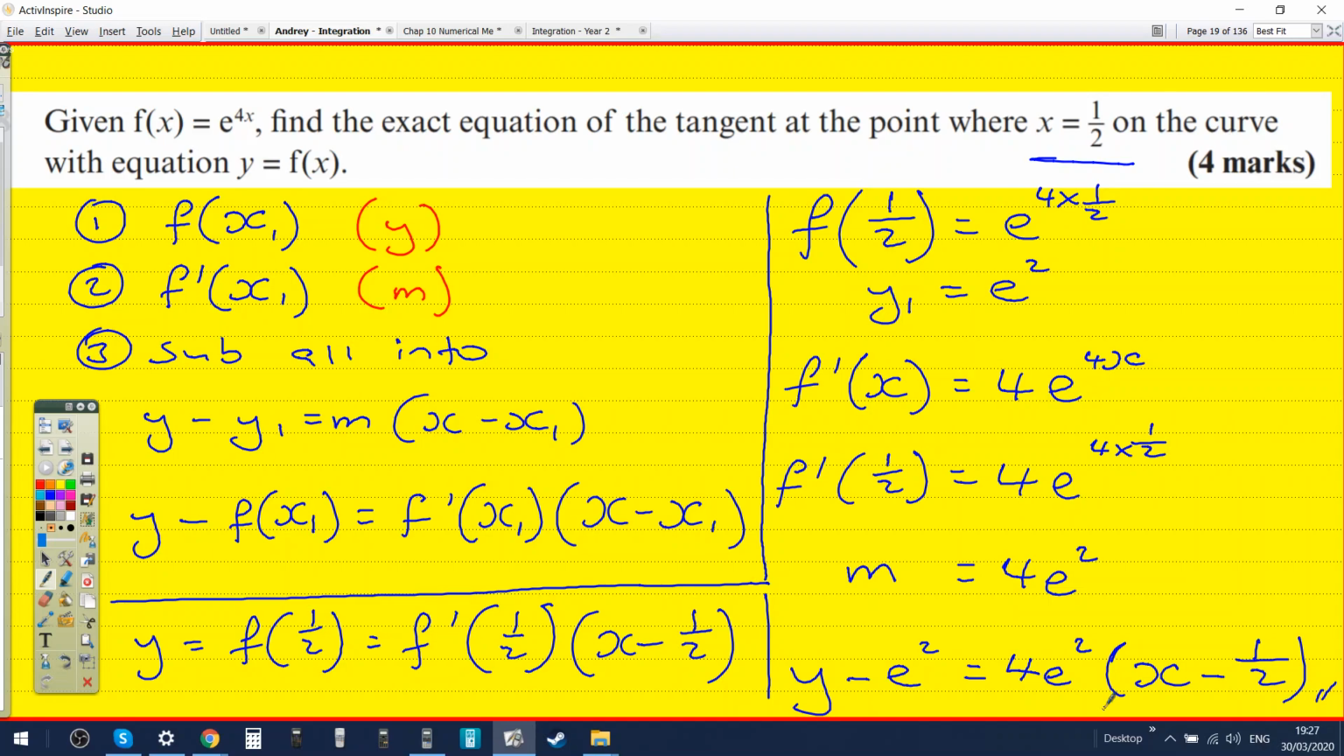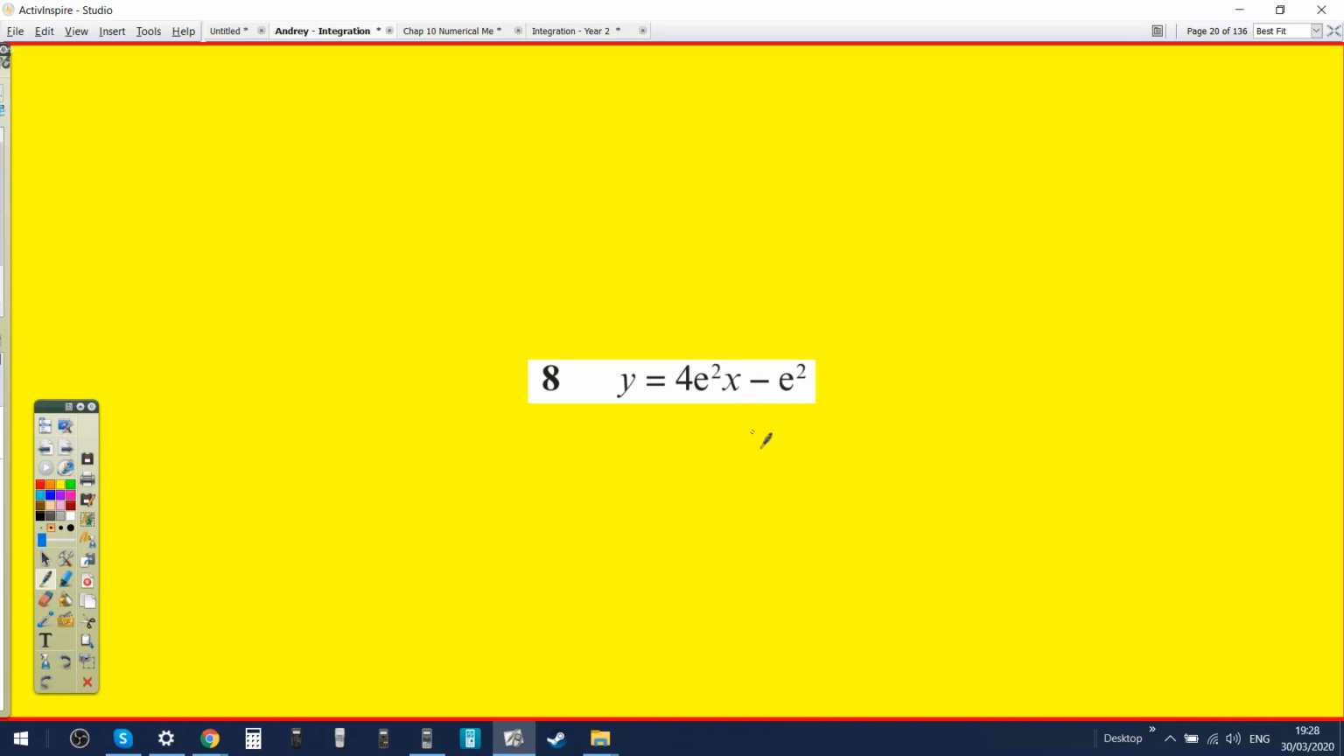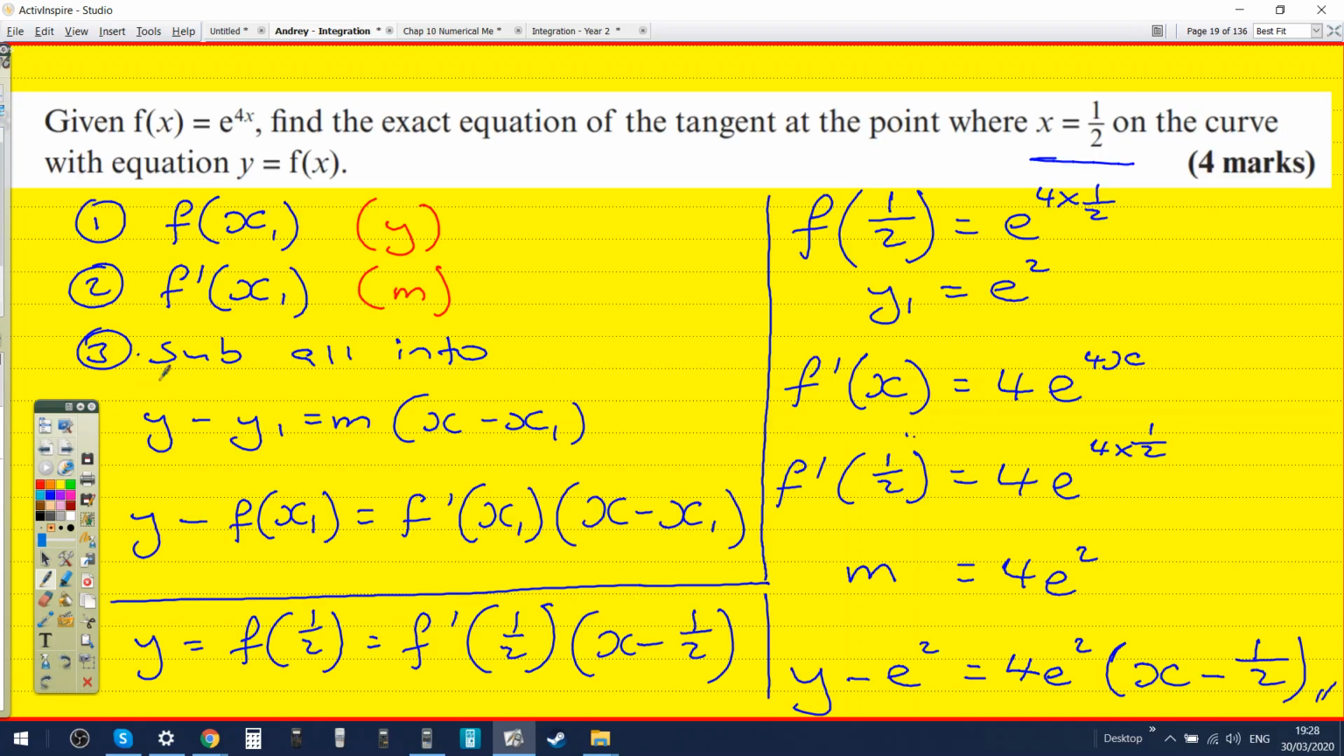If I wanted to do y equals mx plus c, would that still work? Yeah, it'd still work. You could find m the usual way: differentiate it and then sub in the x, which is a half. Then you'd have to find y by subbing x into f of x. And then you'd sub in y, m, and x to solve for c. But instead we just subbed in y, m, and x, and that's our answer. They wrote it in terms of plus c, so the c was minus e squared, but they didn't say you had to write it that way.